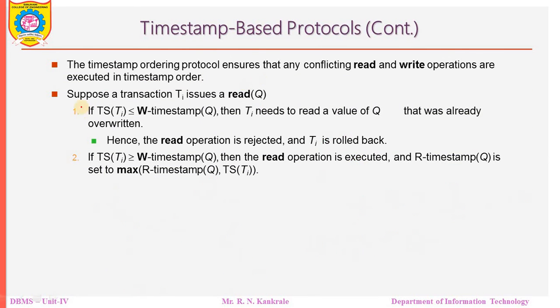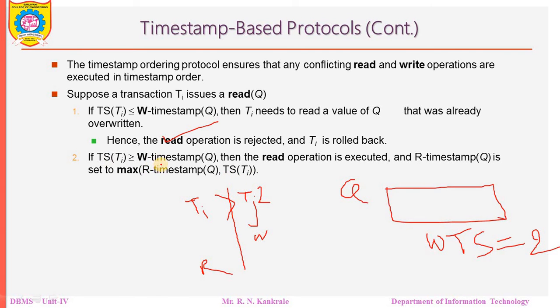Let us consider the second condition. The first condition we have already seen. The second condition says that if TS of Ti is greater than the write timestamp of Q, then the read operation is executed and the read timestamp of Q is set to the max of its current value and TS of Ti. This means Tj is a transaction that has updated the value of Q, and Tj has a timestamp 2, which is assigned to the data item Q as its write timestamp because Tj has updated the value.